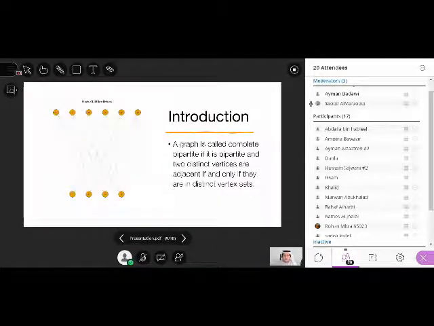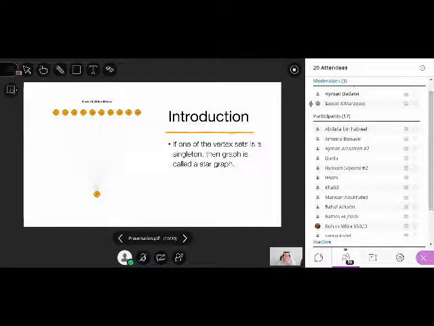Now, a graph is called complete bipartite if it is bipartite and two distinct vertices are adjacent if and only if they are in distinct vertex sets. So that means, in other terms, again, remember the A and the B. Every vertex in set A is connected to every vertex in set B. As you can see, this is set A, the one above, which is 5, 10, 15. Each one of them is connected to every member of set B. That's what we call a complete bipartite.